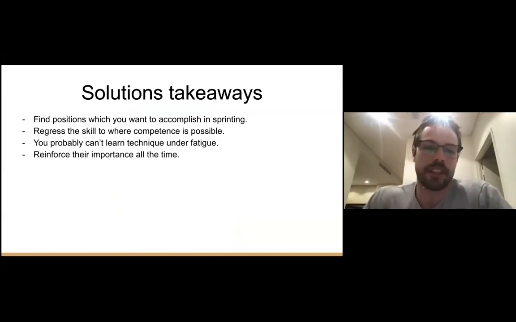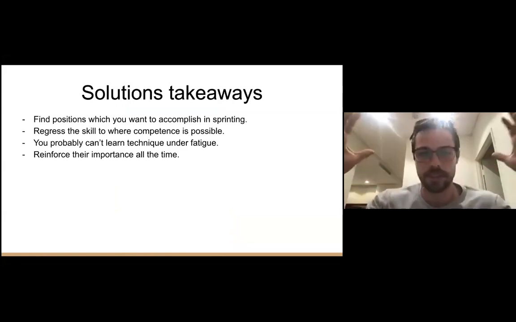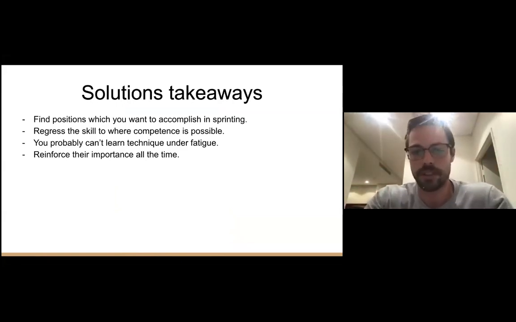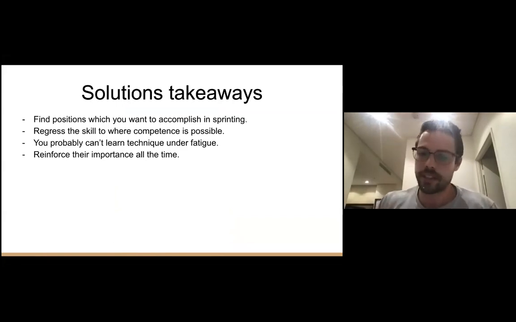So if we're looking at these takeaways for solutions, we really just want to try and find environments which promote positions which you want to accomplish in sprinting. You need to regress the skill enough to where the competence is actually possible. If we're asking for this incredible hip flexion timing from an athlete, but we're also asking for them to do it at maximum velocity, it's unfair. You've got a maths student and you're teaching them Shakespeare. It's impossible for them to pass that test. You probably also can't teach and learn technique under fatigue.